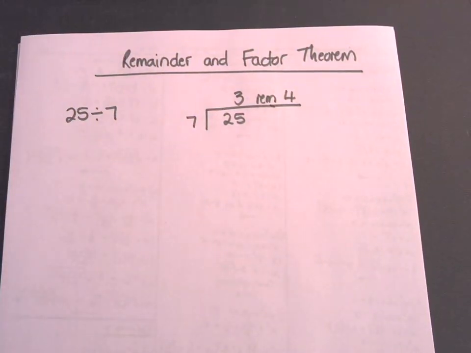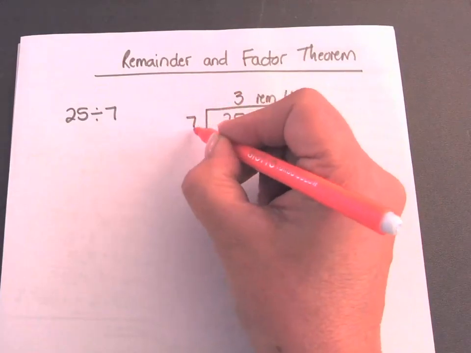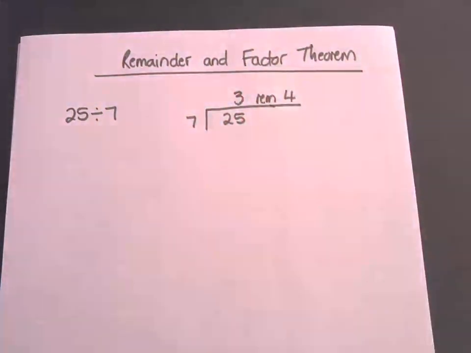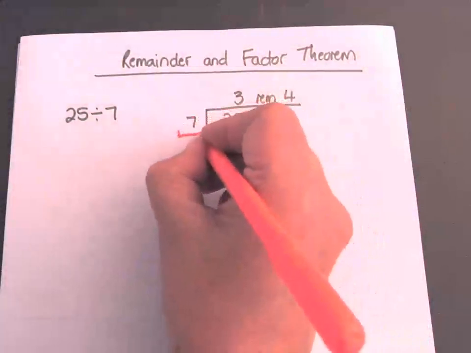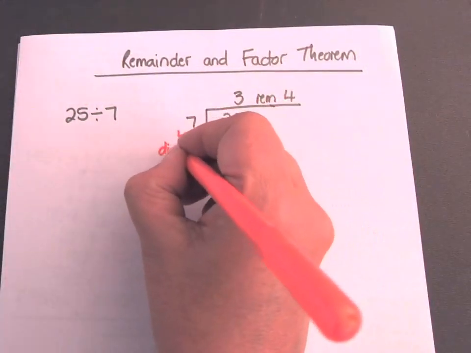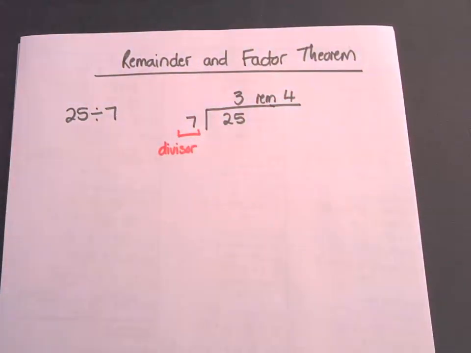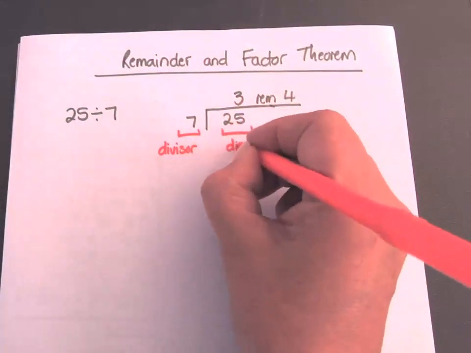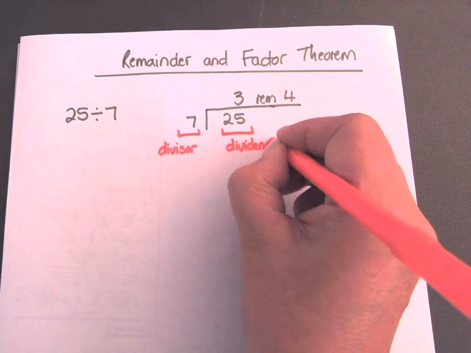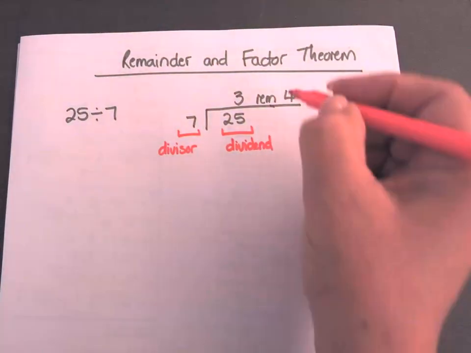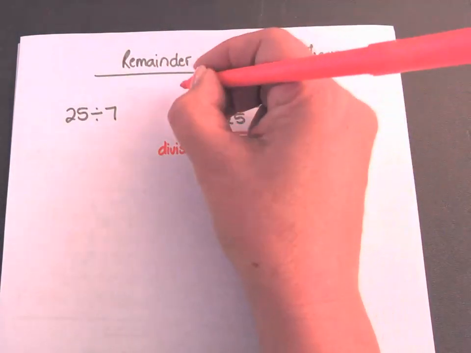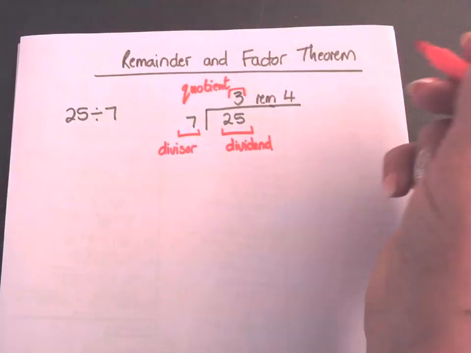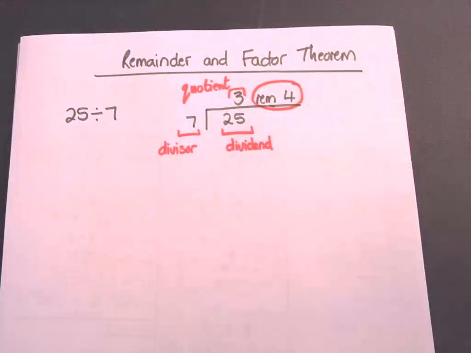Now you need to know, what do you call this 7, what do you call the 25, and what do you call the 3? The 7 is the divisor. The 25 is the dividend. The 3 is the quotient. And the 4 is the remainder.